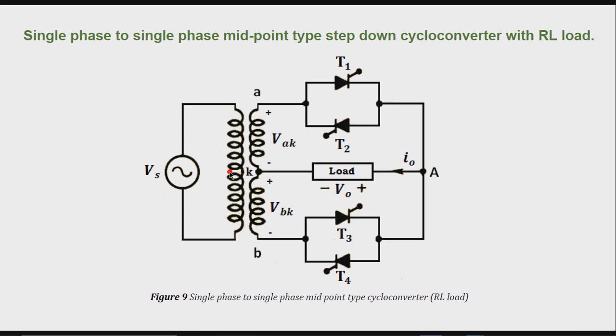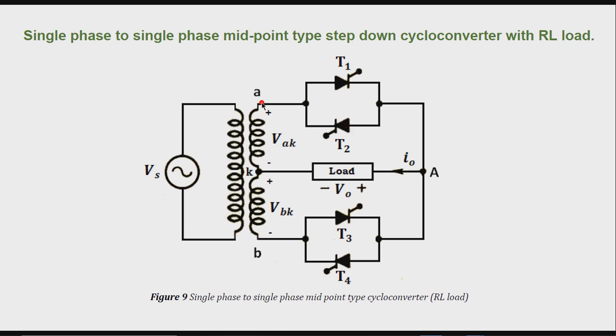Now the next topic is the single phase to single phase midpoint type step down cycloconverter with RL load. Now we have to understand the principle of the single phase to single phase midpoint type step down cycloconverter with RL load. As we have seen, a step down cycloconverter does not require any forced commutation. With RL load there are two modes of operation: first, discontinuous load current, and second, continuous load current. So we have to understand discontinuous load current first.